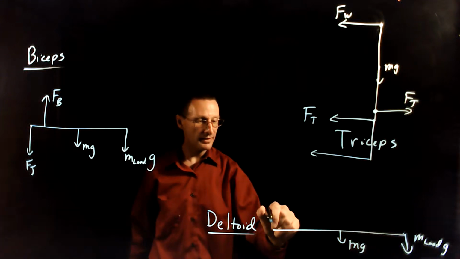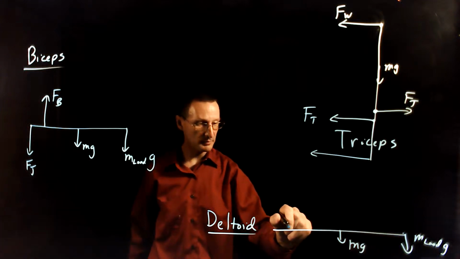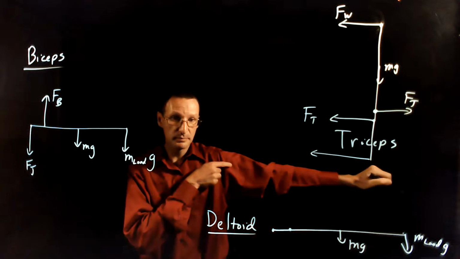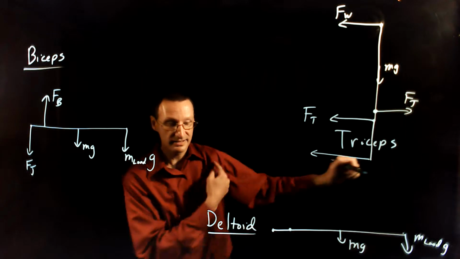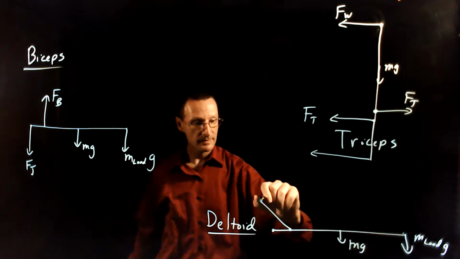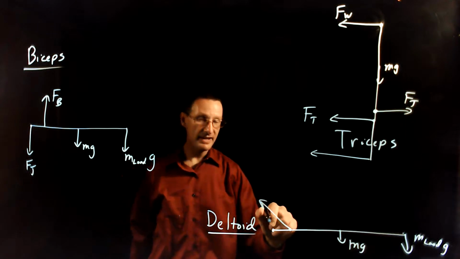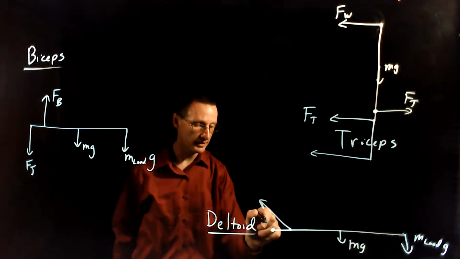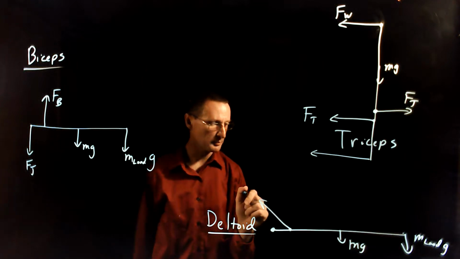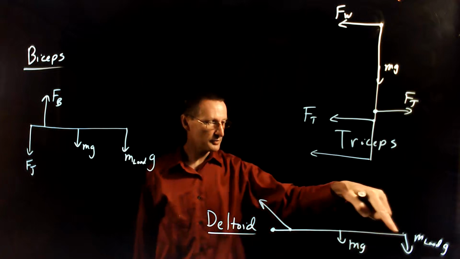down, and then there's going to be a deltoid muscle, and here's your joint. There's going to be a deltoid muscle here that's pulling up at an angle like this, and then there's going to be a joint force here. Now, which way do you think this joint force points? Well, these two forces point down.